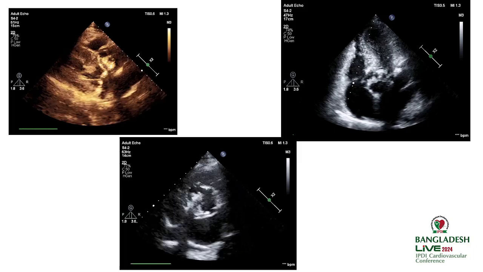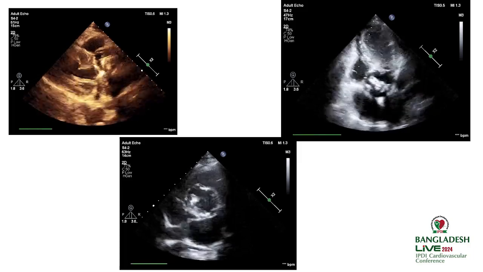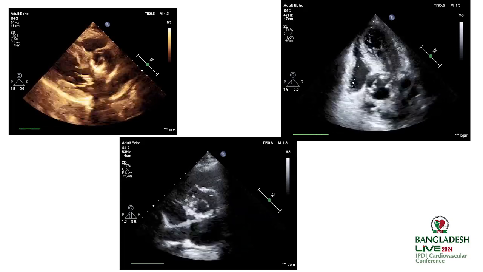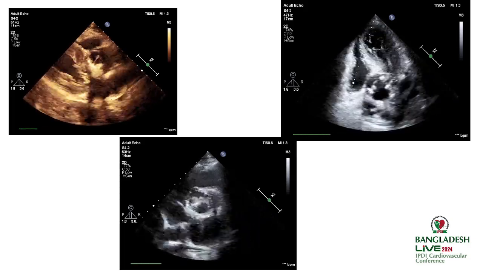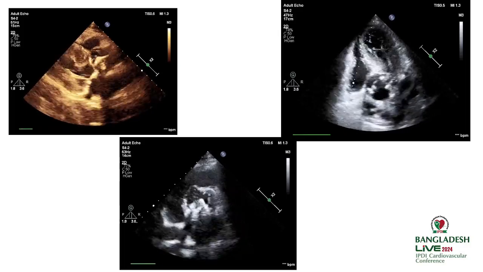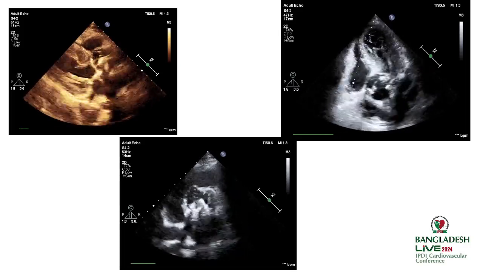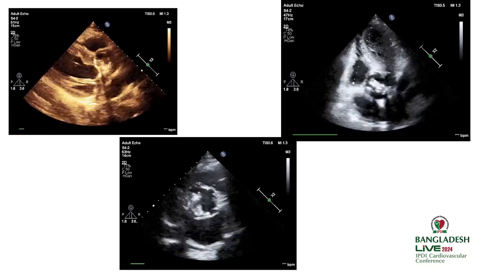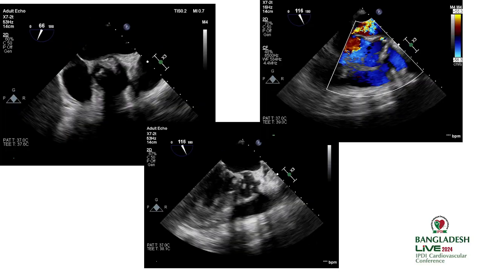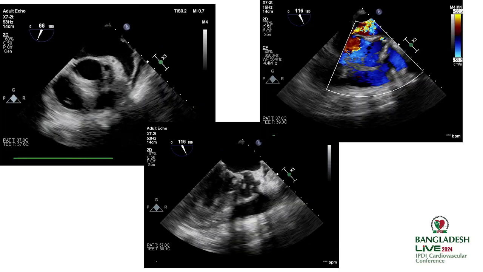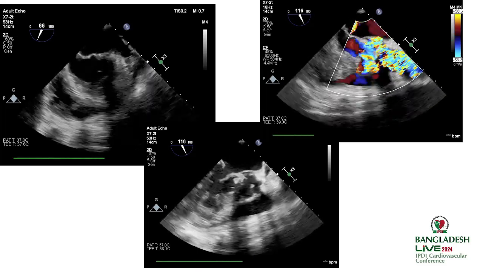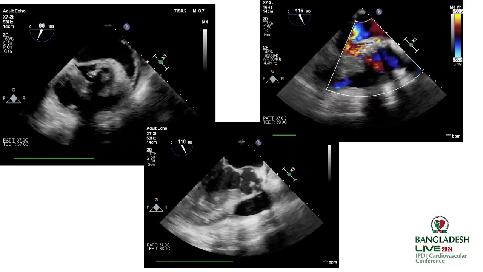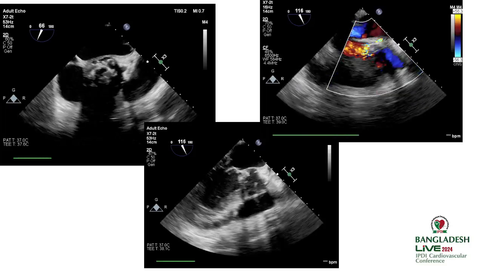Now it is the story of a 78-year-old patient who came to us with respiratory distress and fatigue, and he had a history of implantation of a bioprosthetic valve 1 year back. We found there is dehiscence, which was more appreciated in the transesophageal echo, and we found both the dehiscence and severe aortic regurgitation.